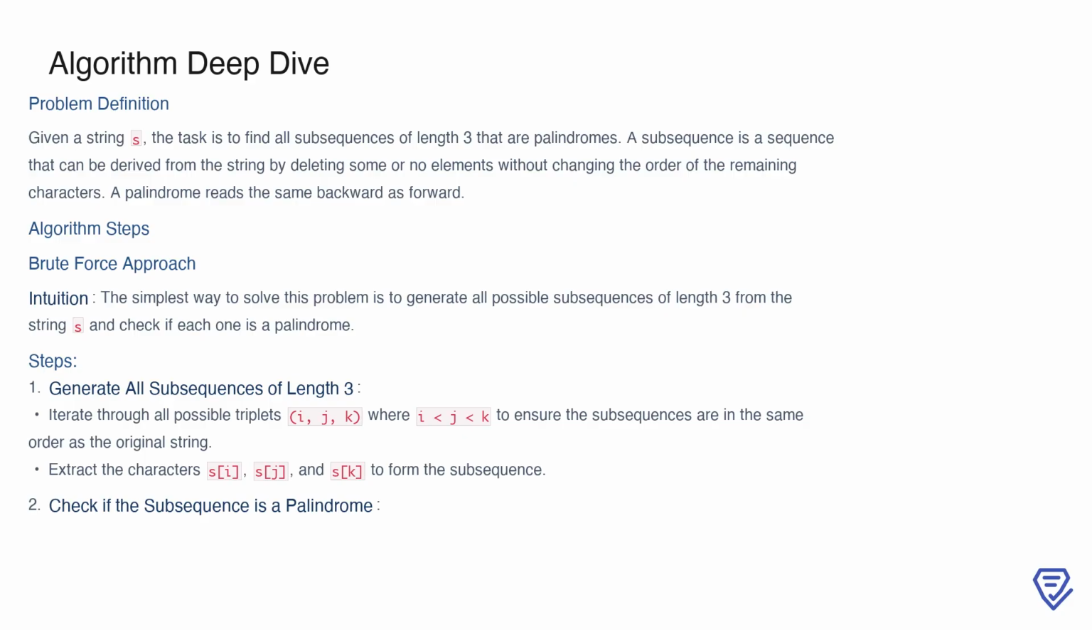Once we have a subsequence, we check whether its first and last characters are the same to determine if it's a palindrome. If it is, we either increment a counter or store it in a list, depending on the output requirements. Finally, we return the total count of palindromic subsequences or the list of such subsequences. While straightforward, this approach is computationally expensive as it involves testing all possible triplets in the string.